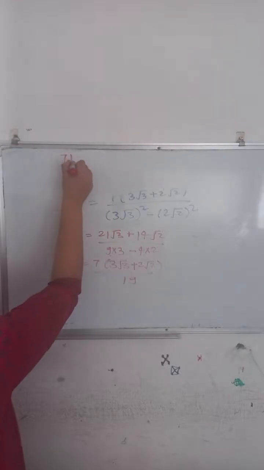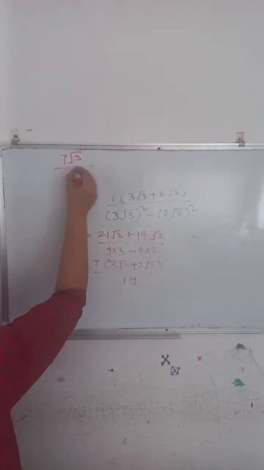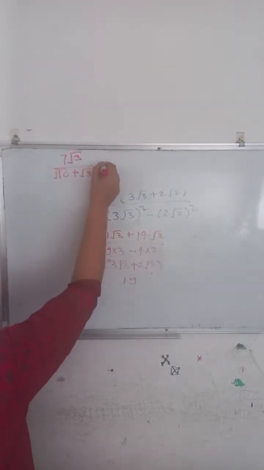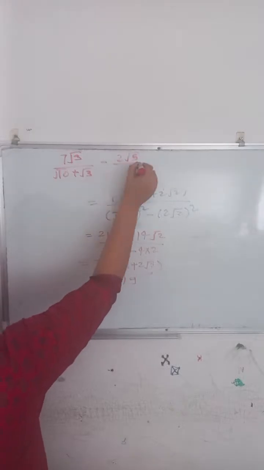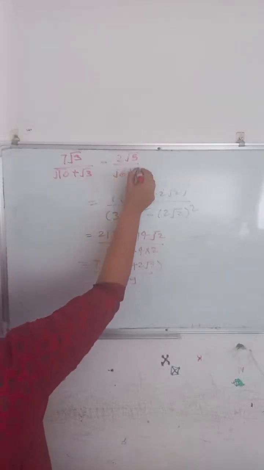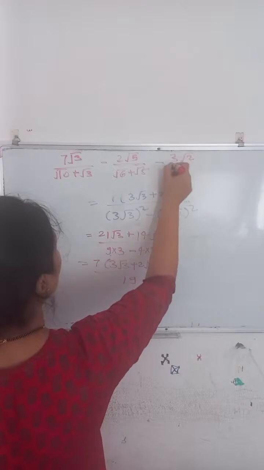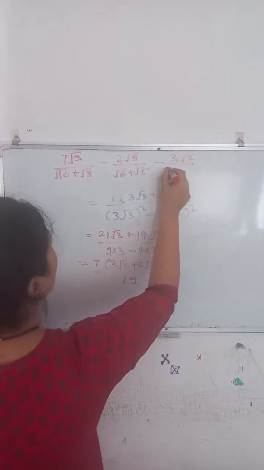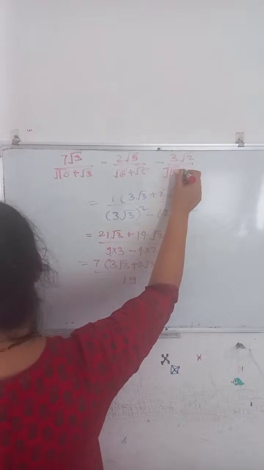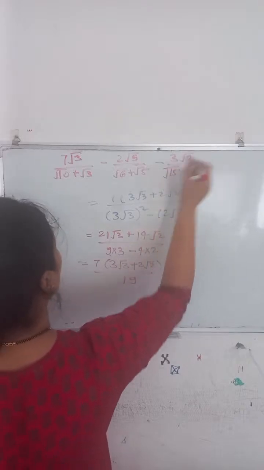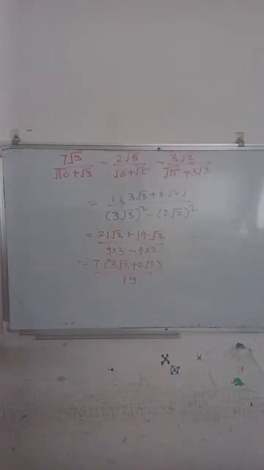So here 7 root 3 divided by root 10 plus root 3 minus 2 root 5 divided by root 6 plus root 5 minus 3 root 2 upon root of 15 plus 3 root 2. Simplify this. Try to solve this on your own.